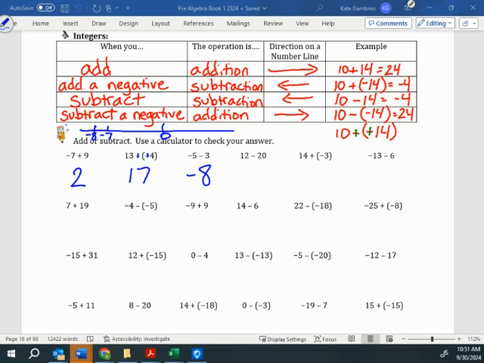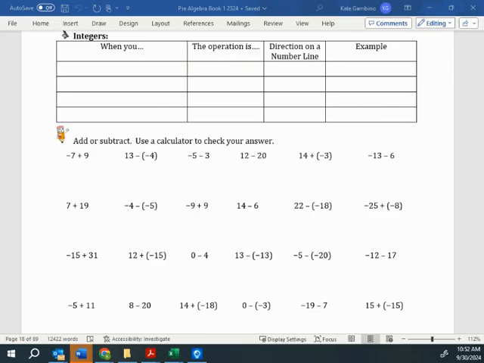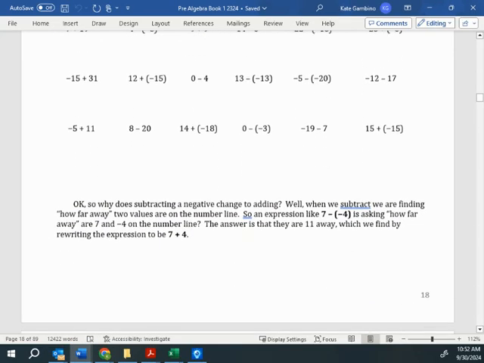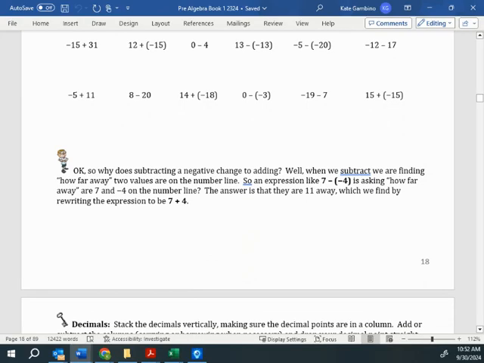So let's look at the bottom of our page. Okay, so why does subtracting a negative change to adding? Seems weird. Why do we just say subtracting a negative is adding a positive? Well, when we subtract, we are finding how far away the two values are on the number line. So an expression like 7 minus a negative 4 is asking how far away are 7 and negative 4 on the number line. The answer is that they are 11 away from each other.